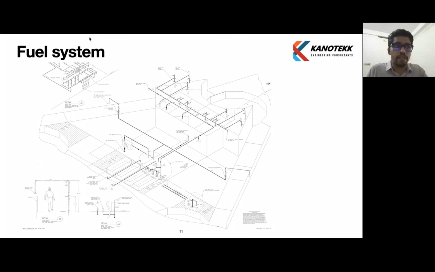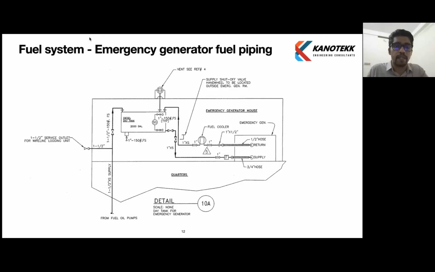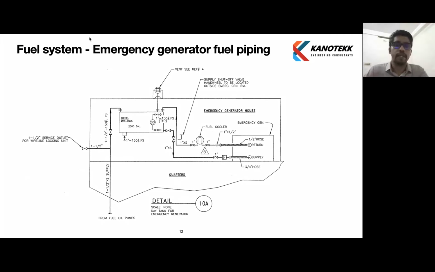So this is a fuel system layout, just a layout which shows the entire routing in a rig. There will be pumps, storage tanks, then supply to mud pits, cement tank, all shown in this one. You will see details like, in the detailed view, this is the emergency generator fuel piping, where inside the generator room, the tanks, supply and return hoses, service outlet sizes, all these details will be seen here.